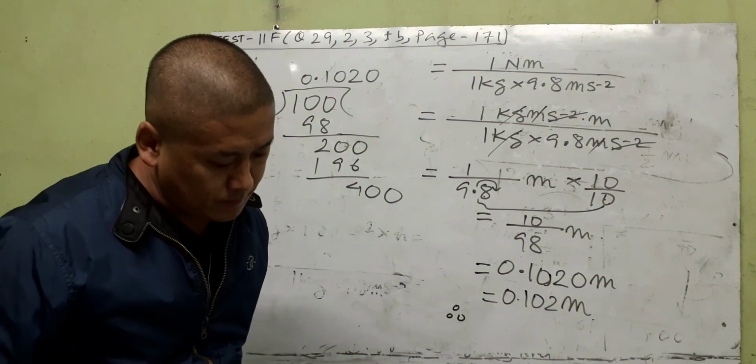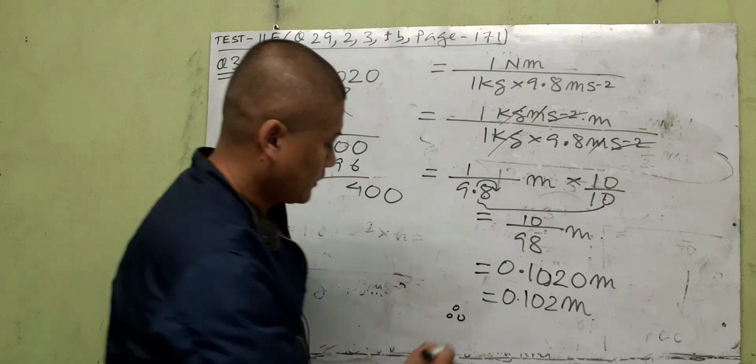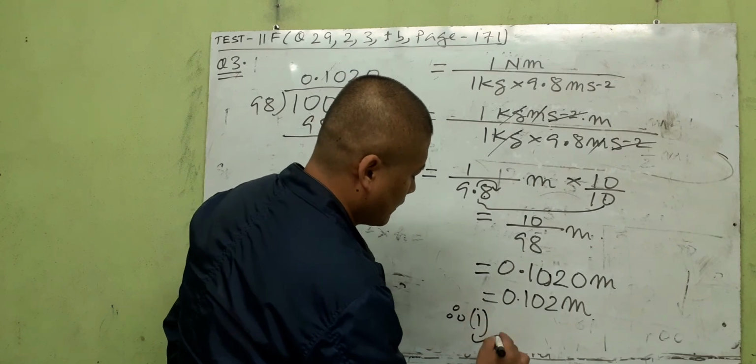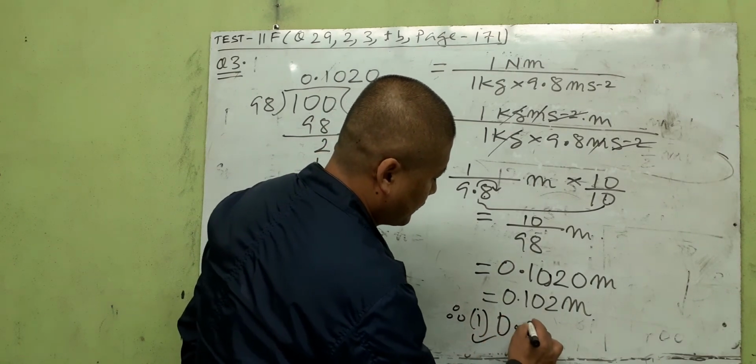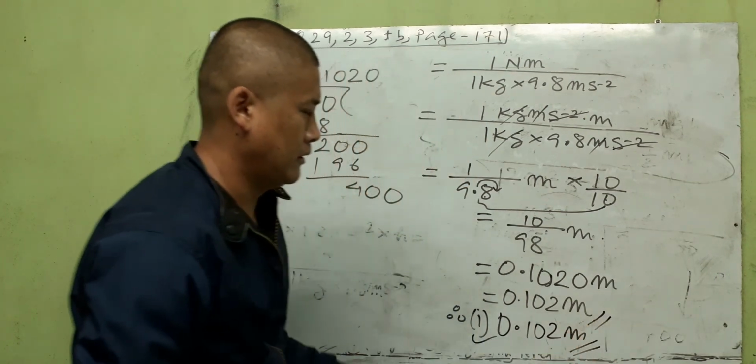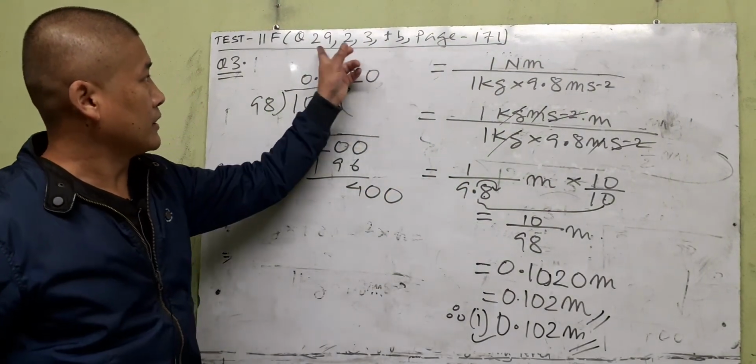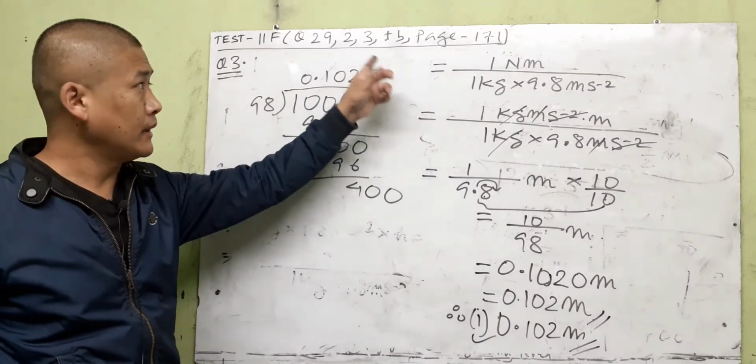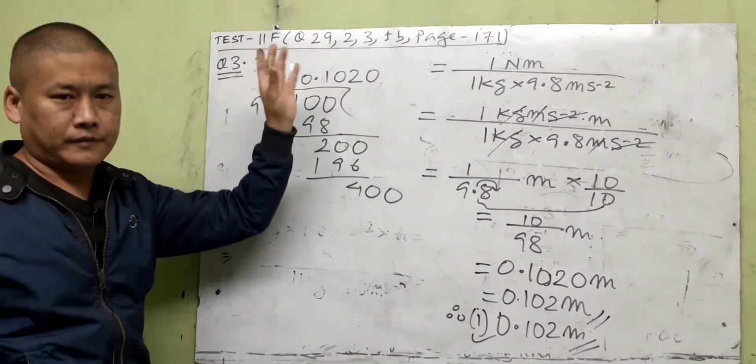Now, the textbook answer that matches this is choice number 1, which is exactly 0.102 meter. So that's our answer. So all the three questions are done. You can now go and give the test. This is the last test, 11F, of this chapter.